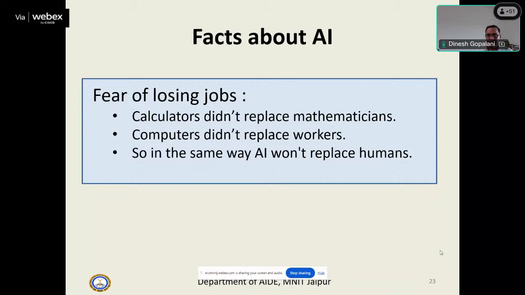Now for every job you need computer-based skills. Whether you are working as an office assistant or anything, you need to have a good knowledge of computers. So the skill set changed, but it did not replace the workers. In the same way, it is difficult to say, but one thing is very clear: AI is not going to replace humans actually.